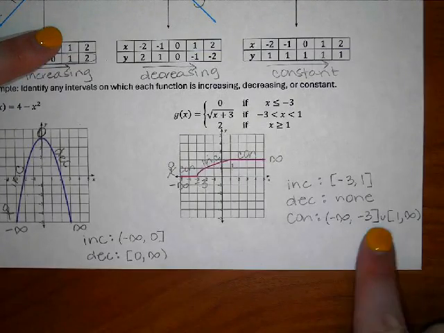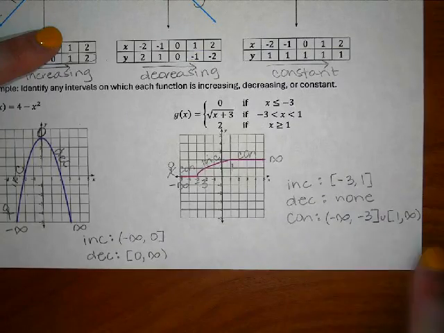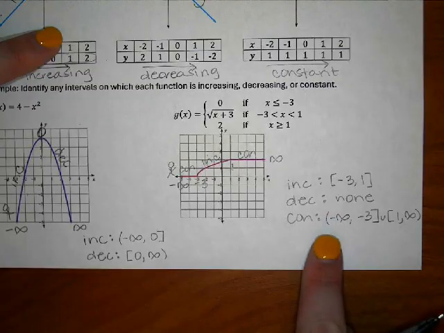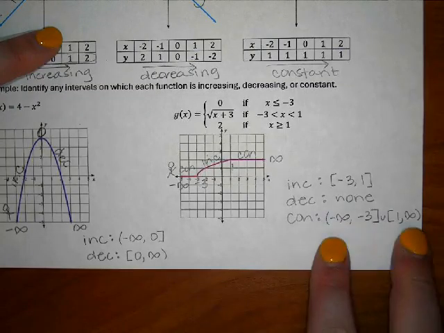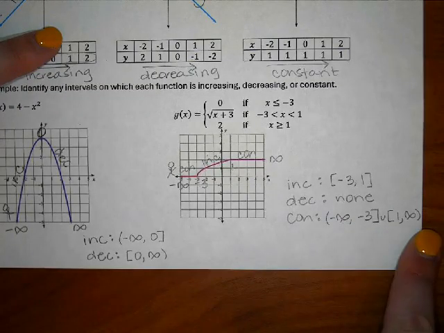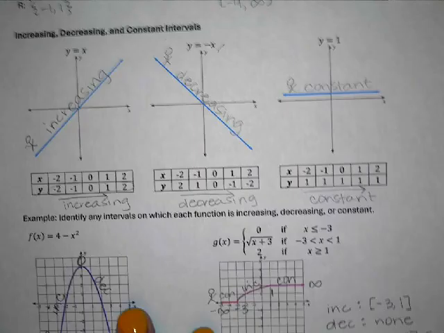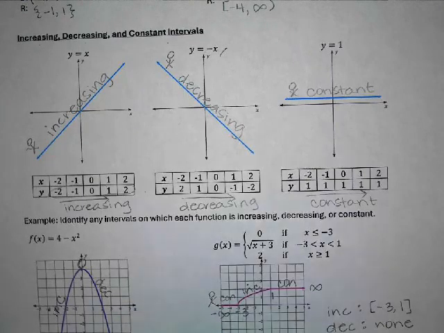Whenever we do increasing and decreasing intervals, if we include the infinities, we still always use parentheses because those are not values that we can include. You're never going to get to the arrow. You're just going to keep tracking that way. Okay, now what we're going to do is go back to some of these and find the increasing and decreasing intervals for the rest of these.